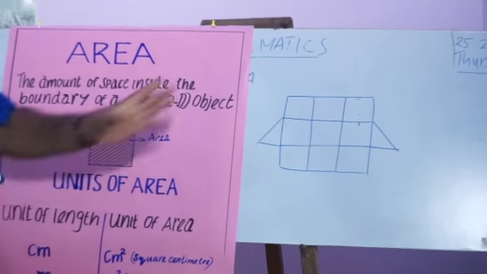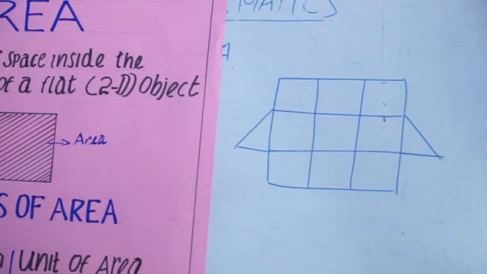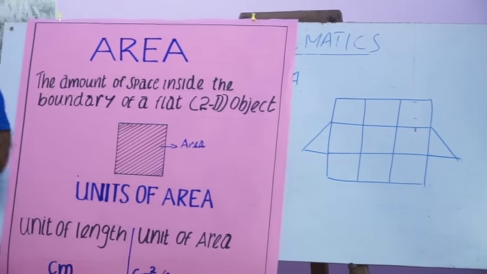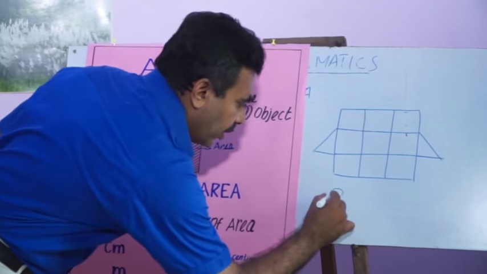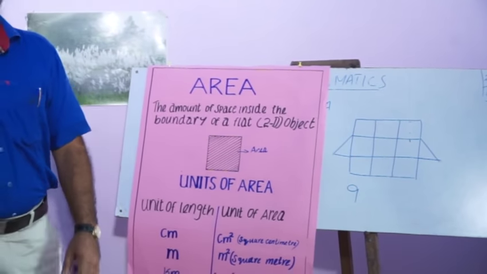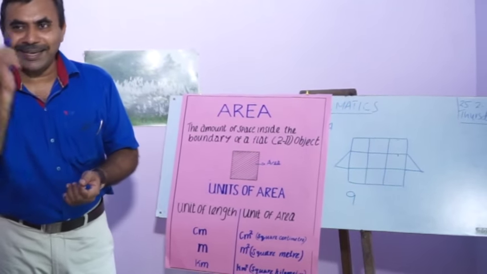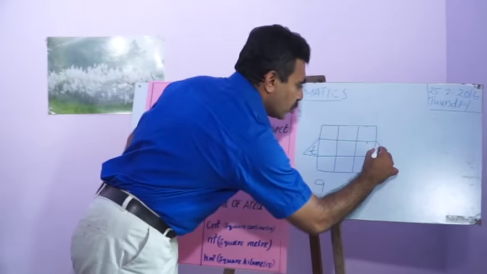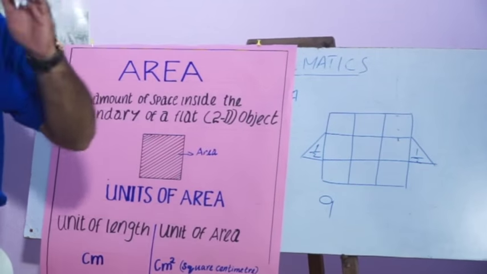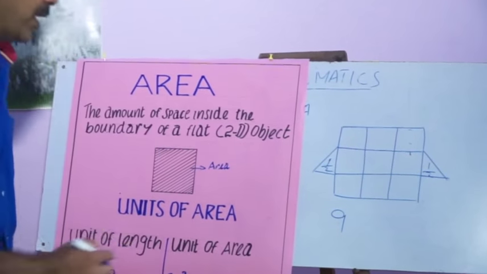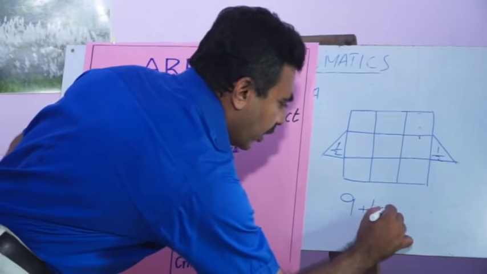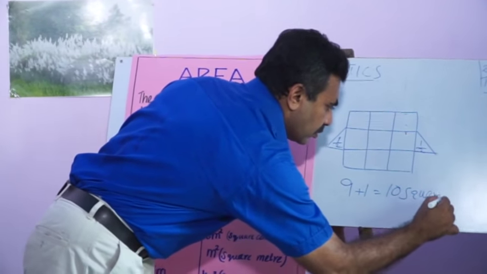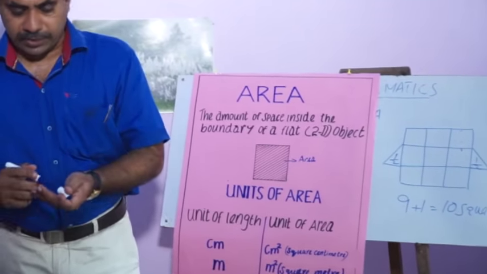Find out the area of this figure. Yes, just by counting. So, how many complete squares are there? Yes, there are 9. Then, the other parts? Yes, that is half of a square. Very good. So, here also half. So, those two halves will join to make 1. So it is 9 plus 1. It is 10 squares. Very good. 10 squares.